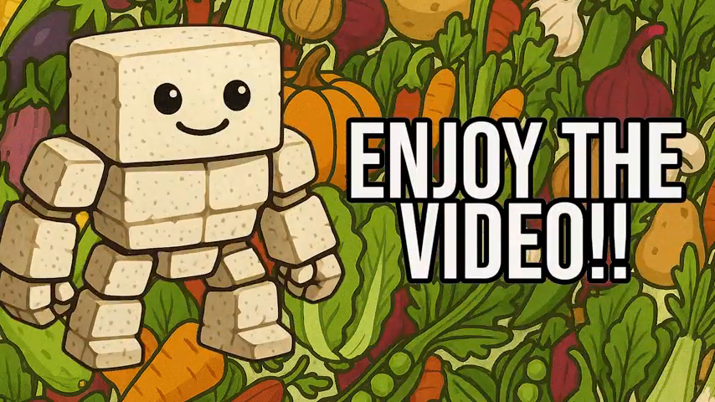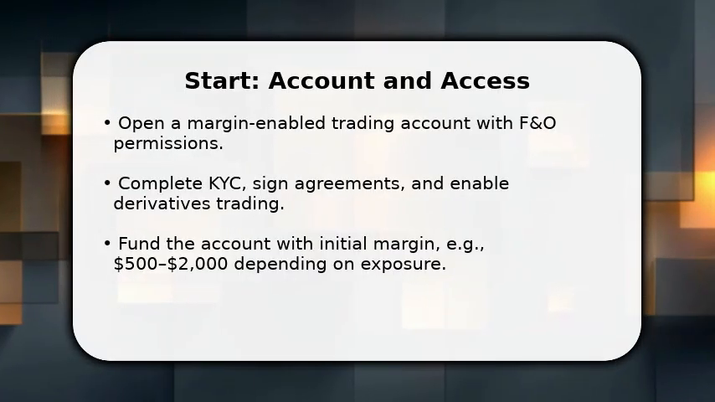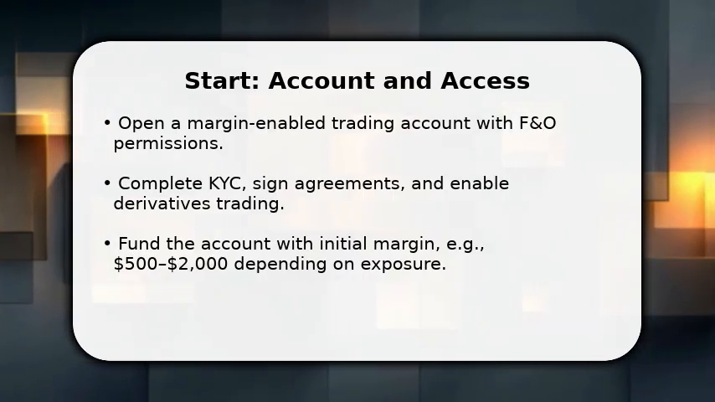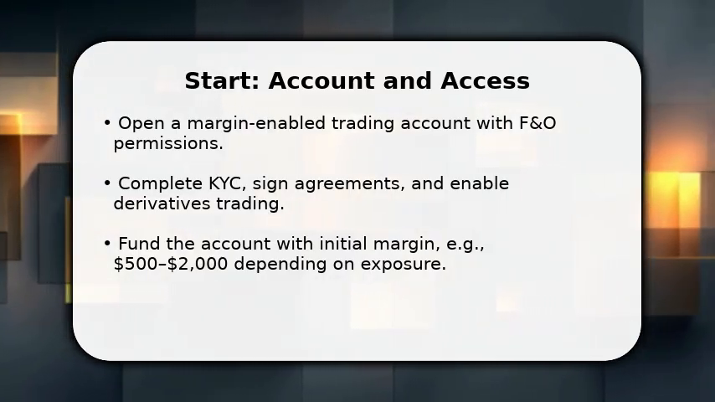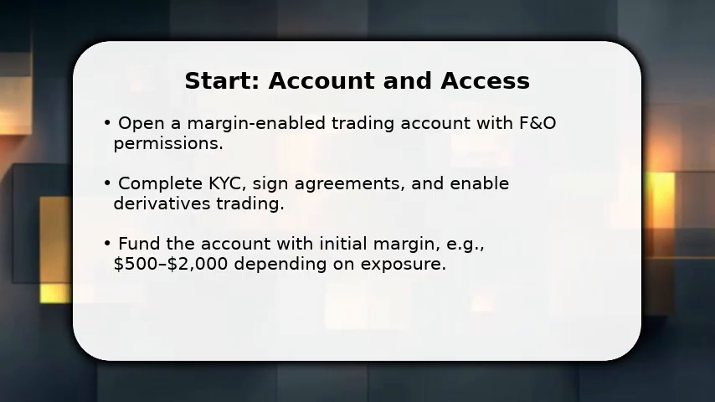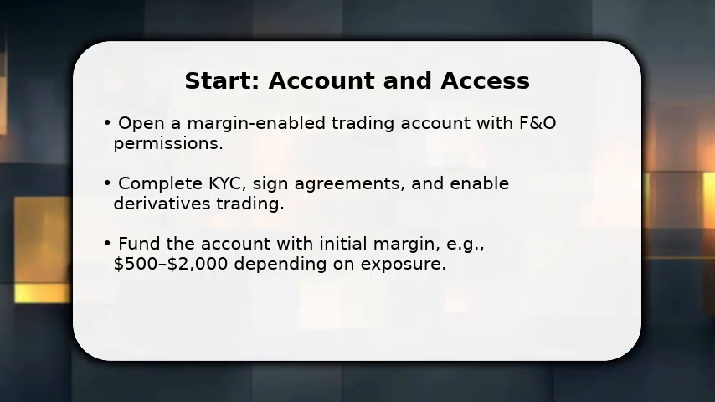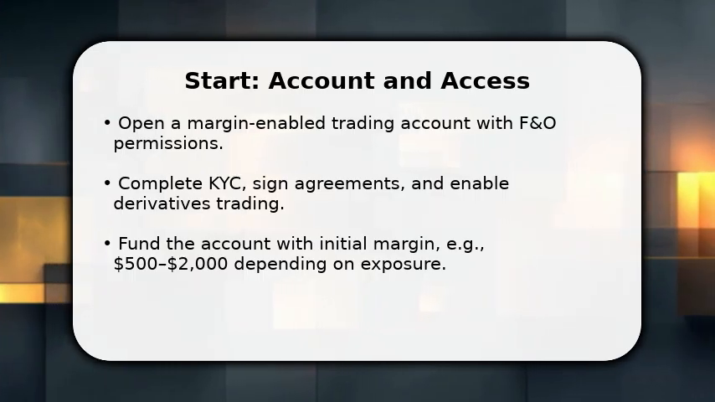Please enjoy the video. You begin by getting F&O access quickly. Open a margin-capable brokerage account and complete KYC. Once done, enable derivatives trading and sign the exchange agreements so you can trade legally.